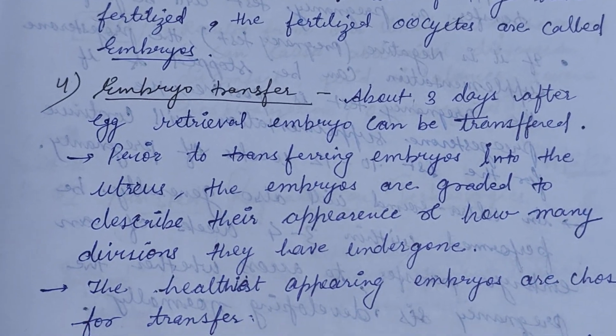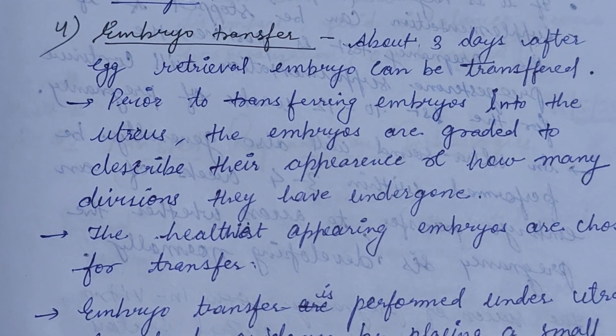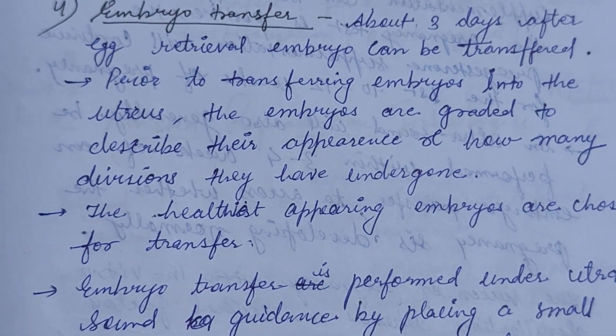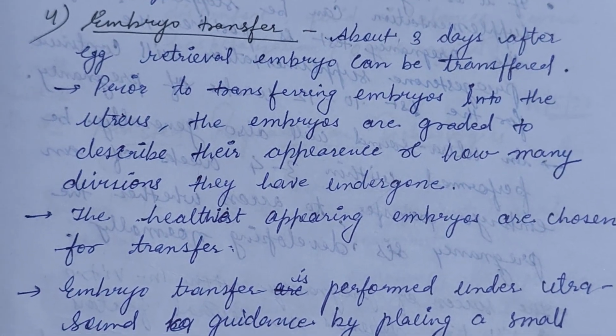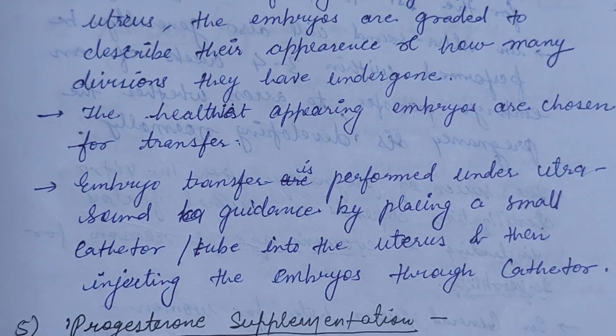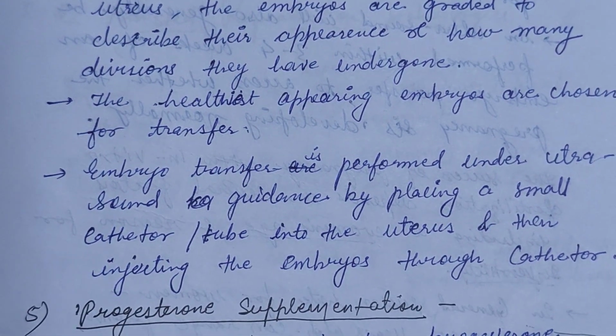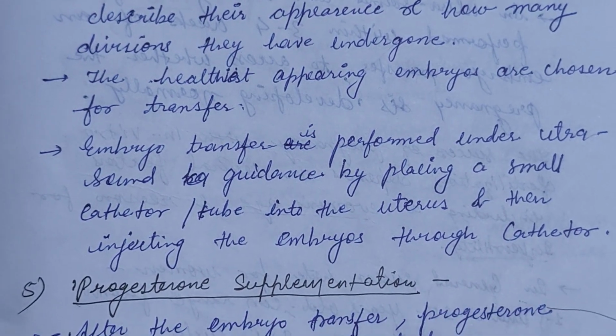Then embryo transfer. About 3 days after the egg retrieval, the embryo can be transferred. The healthiest embryos are chosen for the transfer. Embryo transfer is performed under ultrasound guidance by placing a small catheter or tube into the uterus and injecting the embryos through the catheter.